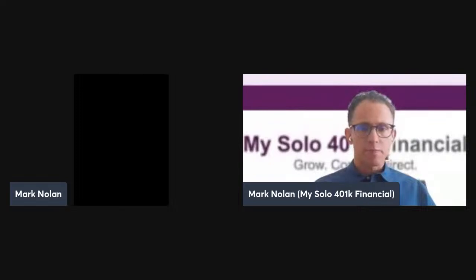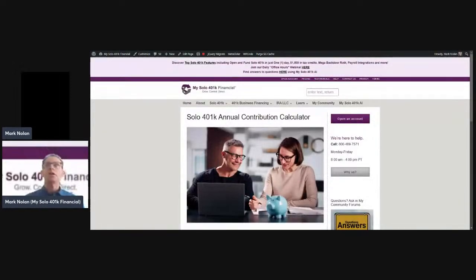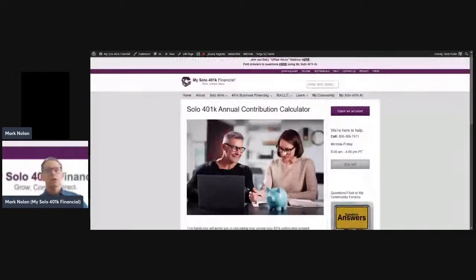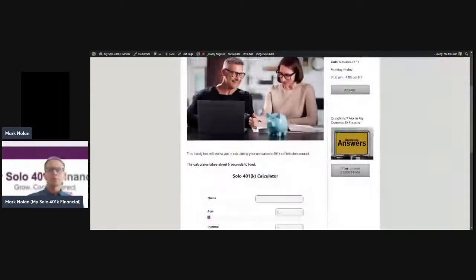Give me a moment here while I go to our calculator on our website. Okay, here we are. I'm going to go over some examples here. Let's see if we can make this window bigger. Here we go. So here's our solo 401k contribution calculator found on our website.